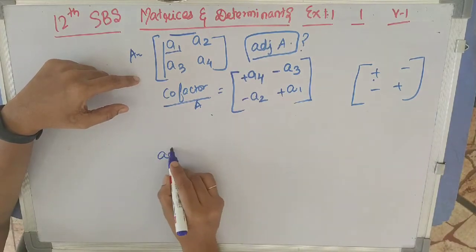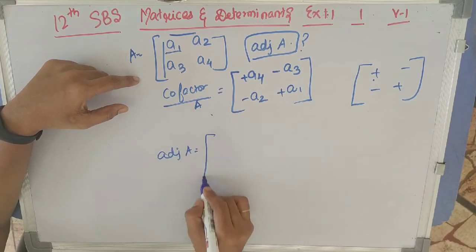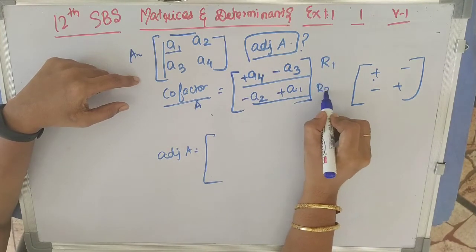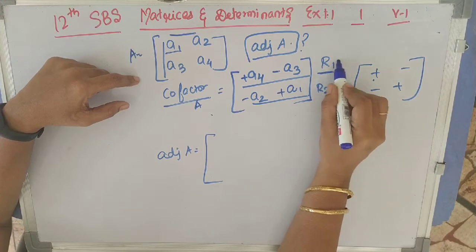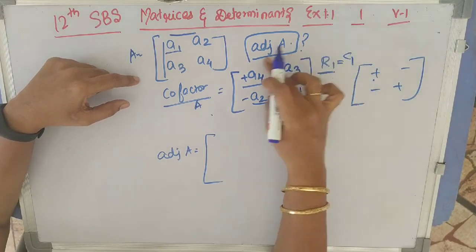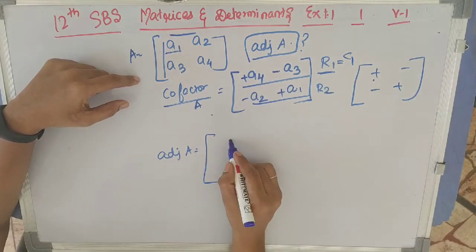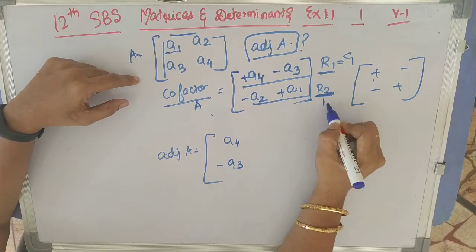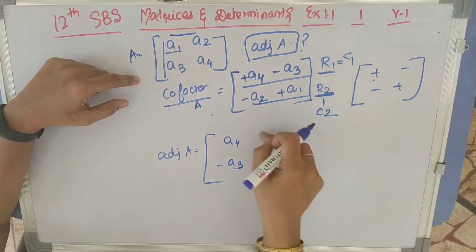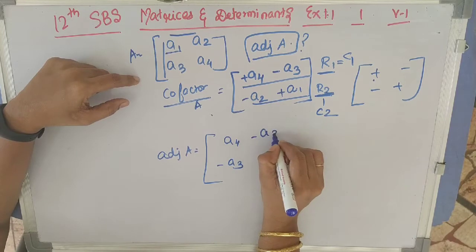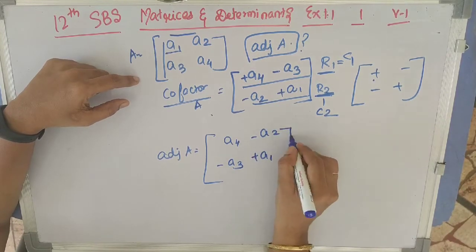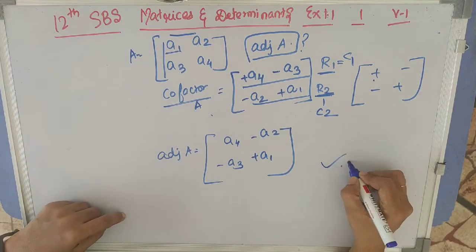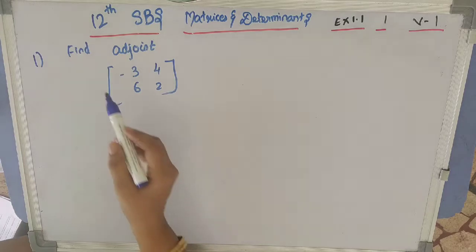But we need to find adjoint A, right? So what is adjoint A? We have to make row 1 of the cofactor into column 1 and row 2 into column 2. That is the adjoint A. Here row 1 is A4 minus A3. I am making it column 1. And row 2 is minus A2 plus A1. I am making it column 2. I am making the rows into columns. This is the adjoint A. Now we can use this and solve some problems.